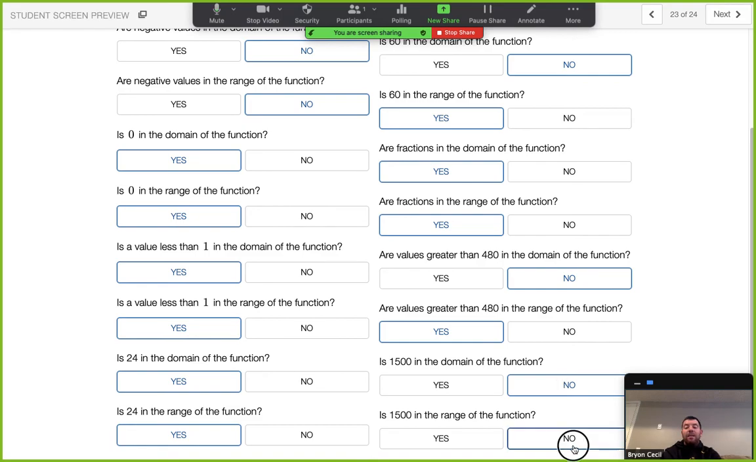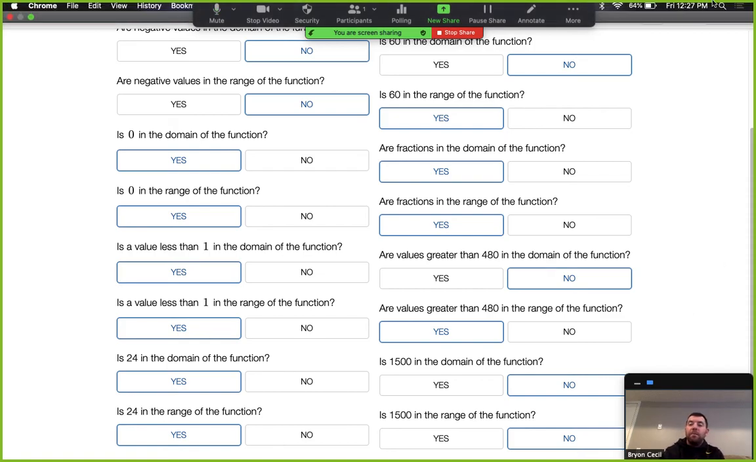Sadly, it is not. Okay, because again, to find out what's the max amount of minutes you could sleep in a 24-hour period, you'd have to take 24 times 60, and I believe that's 1,440. That's how many minutes are in a day. And so therefore no, because 1,500 is greater than the max amount of minutes that are physically in a day. Okay?